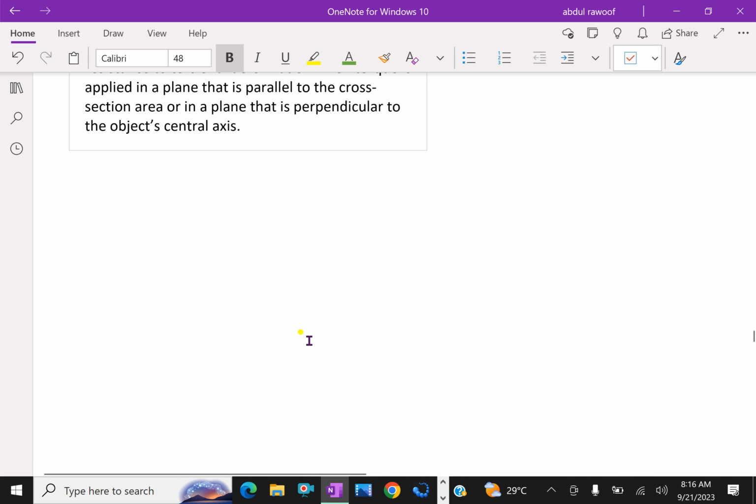Now let us discuss further the polar moment of inertia. The moment of inertia of a plane area with respect to an axis perpendicular to the plane of the figure is called the polar moment of inertia with respect to the point where the axis intersects the plane. In a circular plane, this point is always the center of the circle.